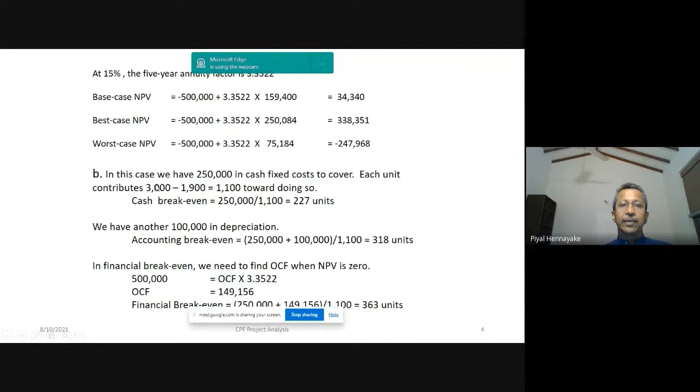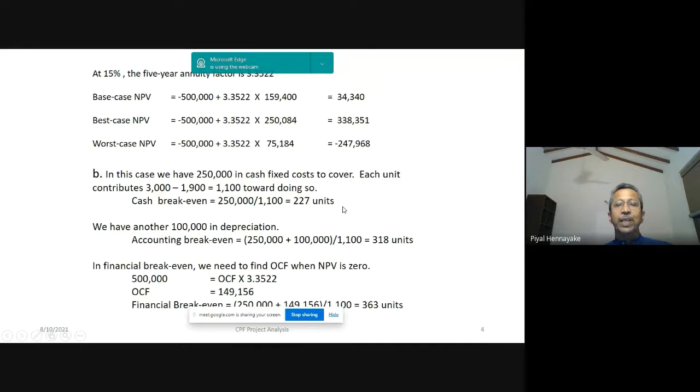Right. 250,000 is the cash fixed cost to cover. Each unit contributes a margin. From 3,000 as the sales price, 1,900 is the variable cost per unit, so 1,100 will cover part of the fixed cost when you sell one unit. So cash break even is 250,000 fixed cost divided by the margin 1,100, and we get 227 units.